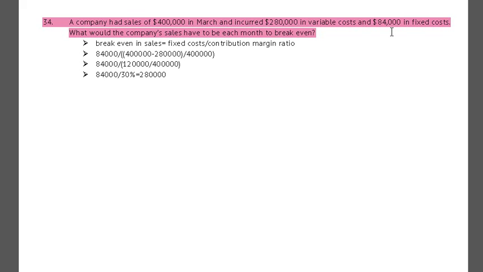These formulas are on pages 176 and 177 in Chapter 5. Make sure you understand those formulas, and keep in mind sometimes you have to calculate something else first in order to use your formula. In this case, we had to calculate the contribution margin ratio first before we could actually use the formula for break-even point in dollars.